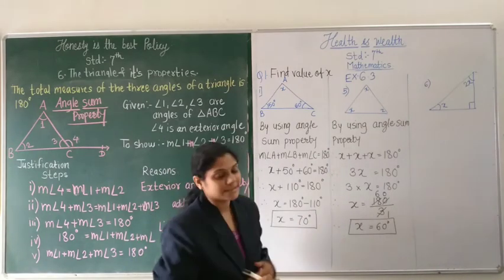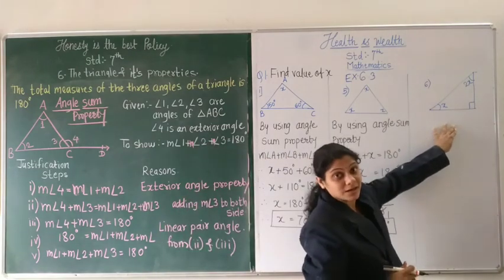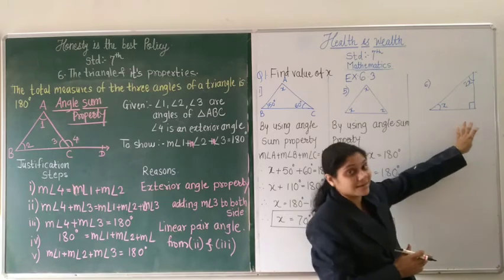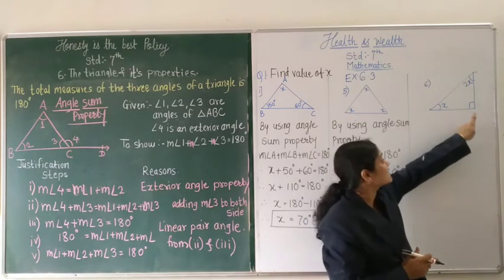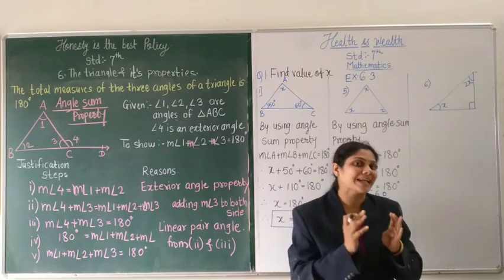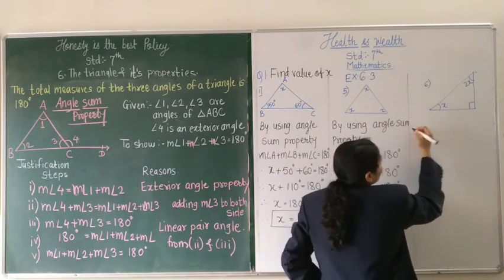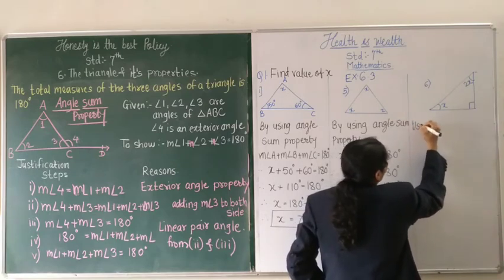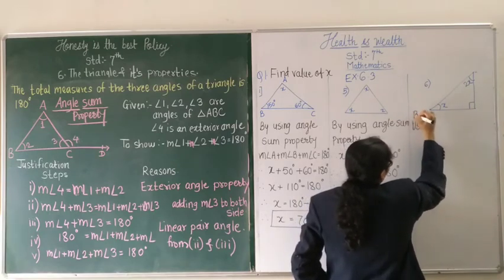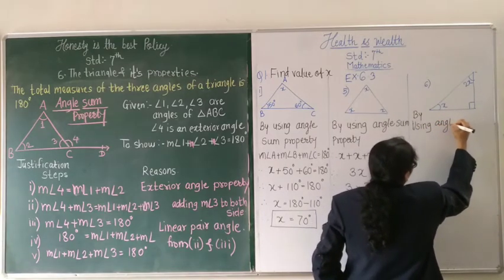Now look here, the sixth one is, you can see this is a triangle, but what is the type of this triangle? It is a right angle triangle because you can see this symbol, and this symbol shows that the measure of that angle is 90 degrees. So dear student, to find the value of x, we will write here by using angle sum property.